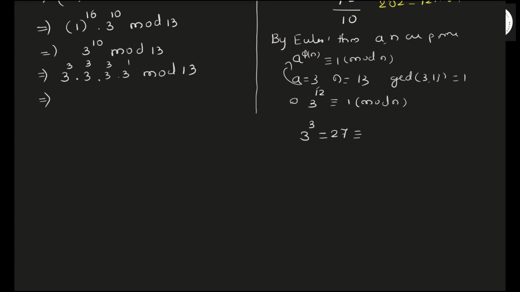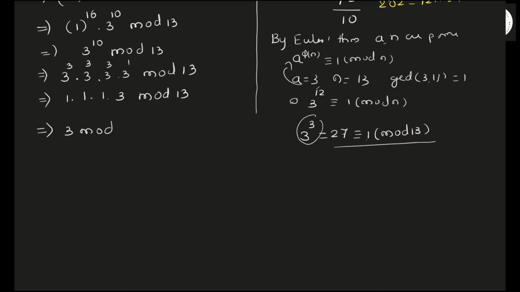27 is congruent to 1 mod 13. When you divide 27 by 13, 13 into 2 is 26, so the remainder is 1. In place of 3 raised to 3, you can write 1. So it is 1 into 1 into 1 into 3, mod 13, which implies 3 mod 13. Therefore, this is the required solution: the remainder when 3 raised to 202 is divided by 13 is 3. This is how to use Euler's theorem to solve the given example.